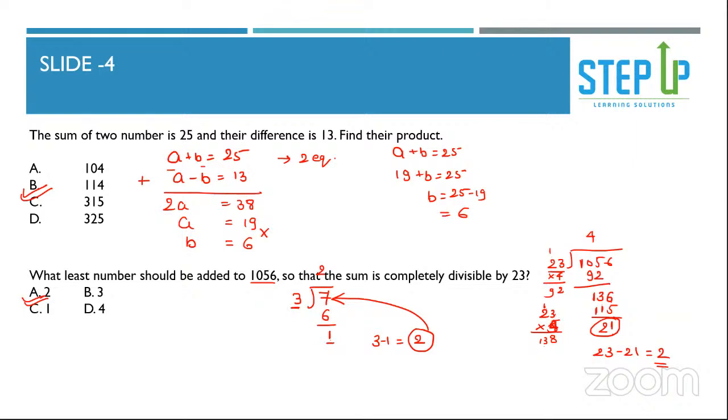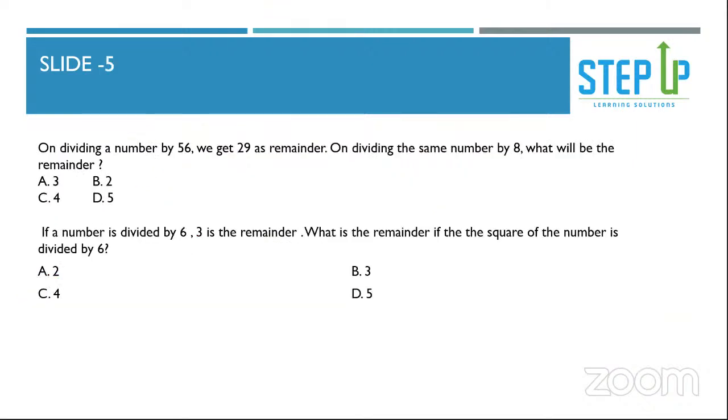You can use the divisibility rule also, but the 23 divisibility rule I haven't told you, and it's a prime number. So better go ahead with this one. That's easy. Okay, we'll move on to the next one. People are answering. I hope it is clear. Okay, so the next one.